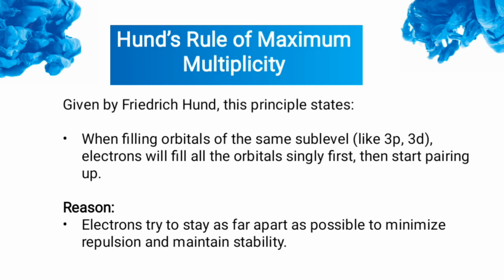Now, the third one is Hund's rule of maximum multiplicity. Given by Friedrich Hund, this principle states that when filling orbitals of the same sublevel like 3p, 3d, electrons will fill all the orbitals singly first, then start pairing up. Reason: electrons try to stay as far apart as possible to minimize repulsion and maintain stability.